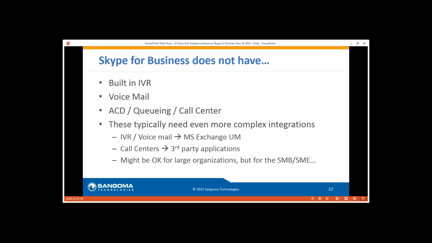And typically they might need integration, even more complex integration than what I've shown. So, if you need IVR or voicemail, you would integrate with Microsoft Exchange UM. If you want call center type functionality, you likely need third-party applications that are compatible with Link. So this could be okay, right? It's okay maybe for larger organizations that have more complex deployments, but for the small business, the small enterprise that's considering Link, it might be a bit scary for them.